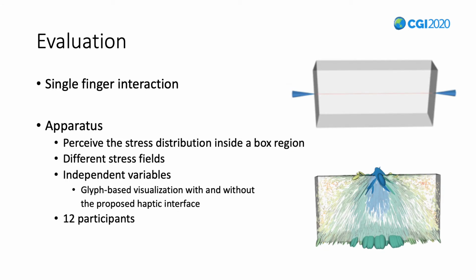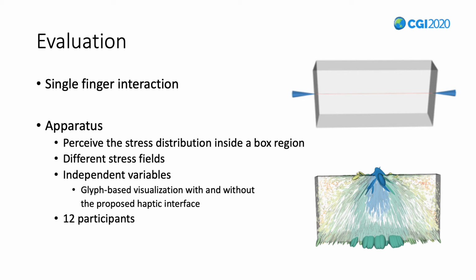We then evaluate our design. First, we test the single finger interaction with our method. In this test, we employ 12 participants to perceive the stress distribution inside a box region. As shown in this figure, along the line inside the box from the left to the right.